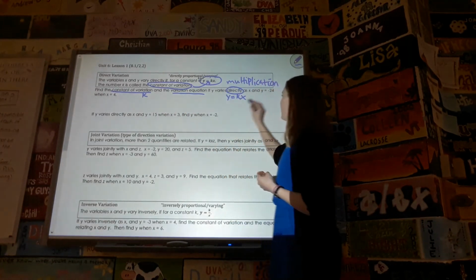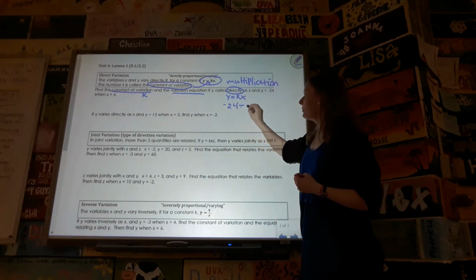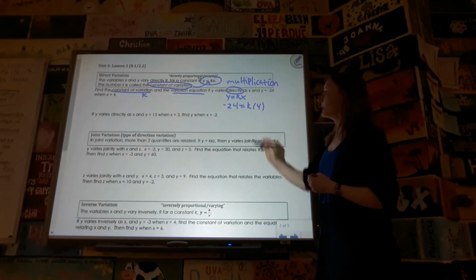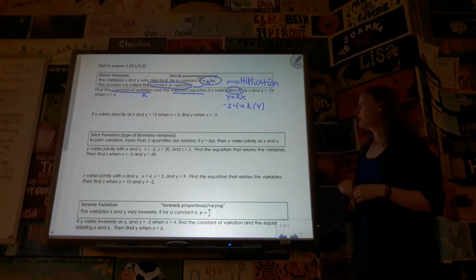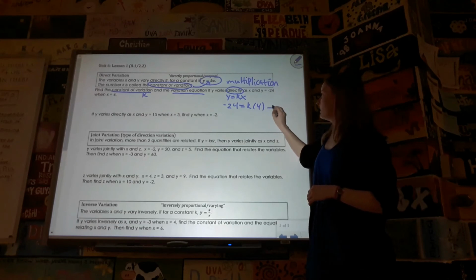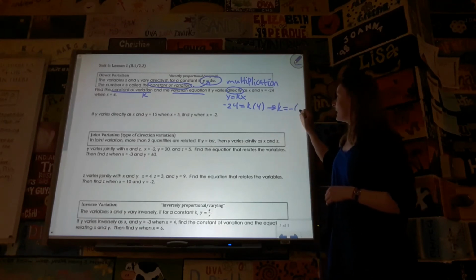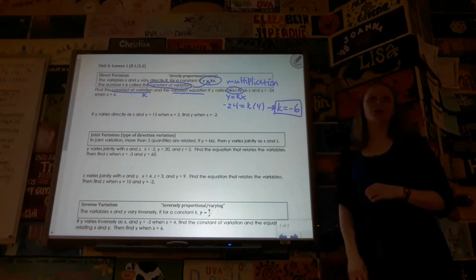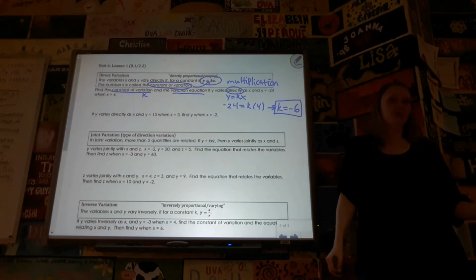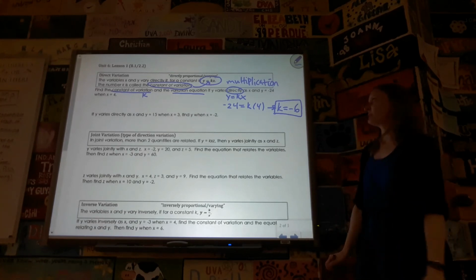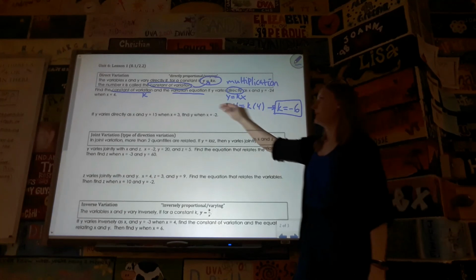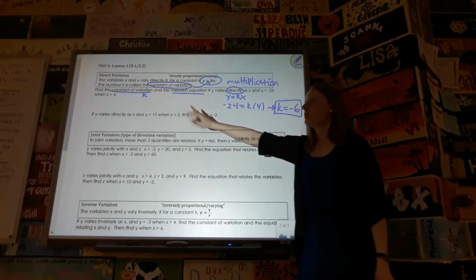So I'm going to do that. I'm going to plug in negative 24 and 4 for y and x, because they told me what they were. And then when I solve for k, what do I get? I get negative 6. So that was the first part of the question. They wanted me to find the constant of variation, which was k. Found it. Awesome. First part done. Now the second part was the variation equation. The variation equation is not this.